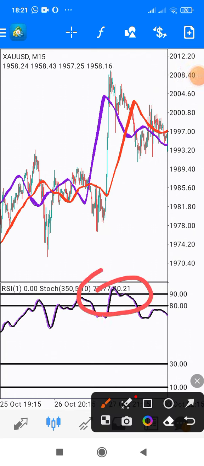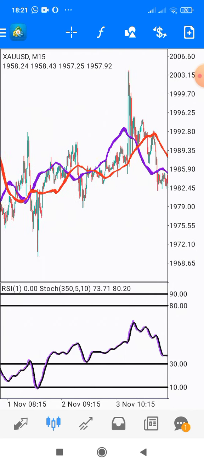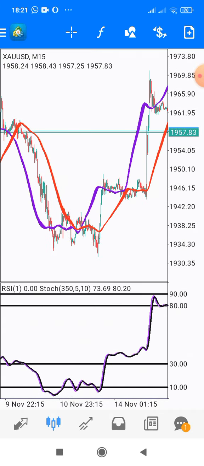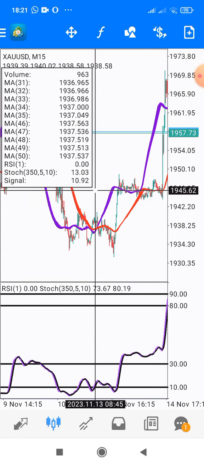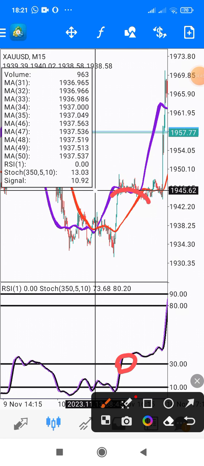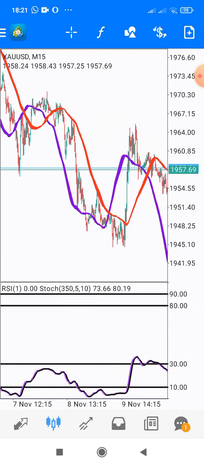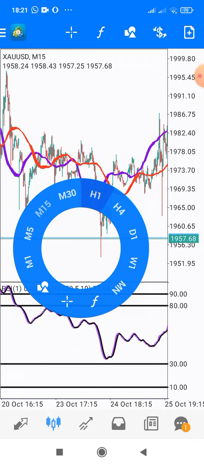Check here. And then check there. Then it falls drastically. Then have a look at it. Then check at this region. Very, very clean strategy. There is no stress. There is no noise in this market.